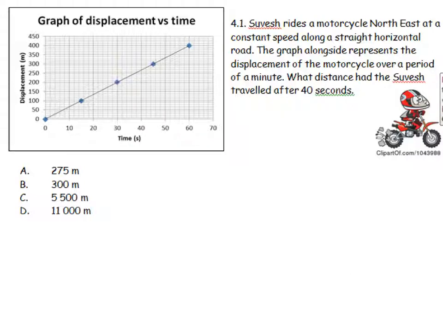So if we take a look over here, after 40 seconds, displacement is really just another word for distance, especially if you're on a straight horizontal road. So you're going to have exactly the same. It's simply a reading off the graph. So up at 40, going across, and we find that we are as close as anything to 275 meters.